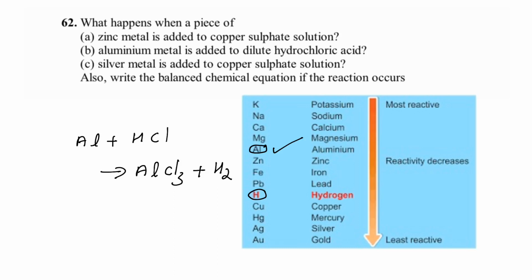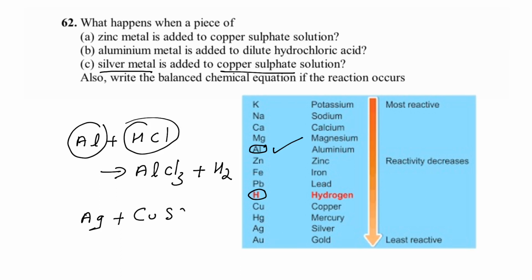You can balance it later, but this is how the reaction will take place. Aluminium plus HCl gives AlCl3 plus H2. Okay. Now we can check the last one. Silver metal. Silver is what? Ag. Is added to copper sulphate solution.